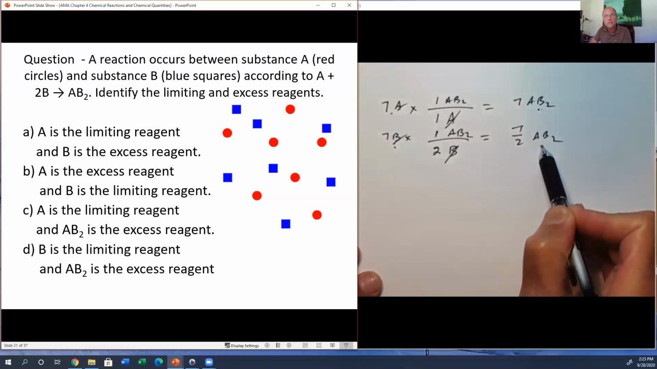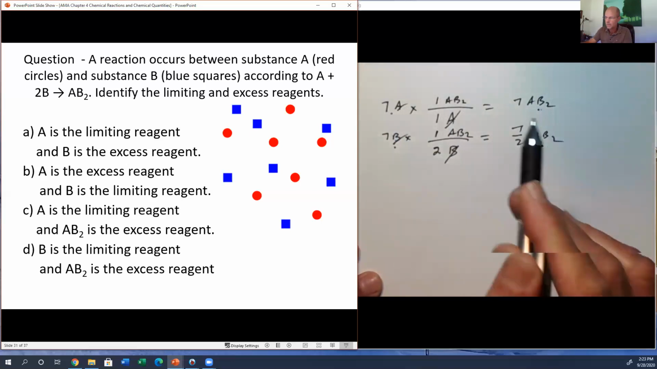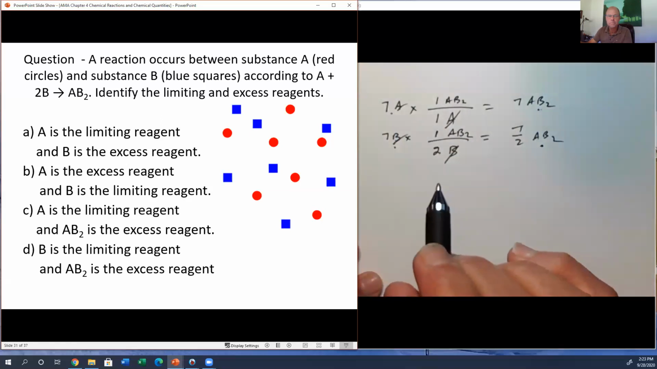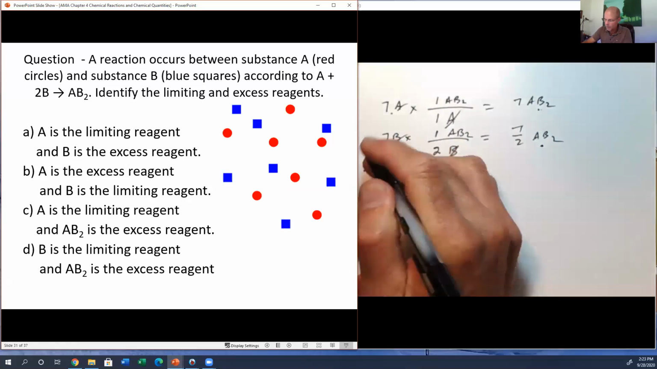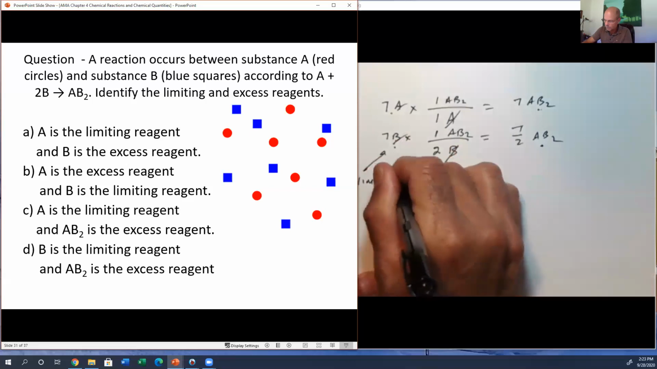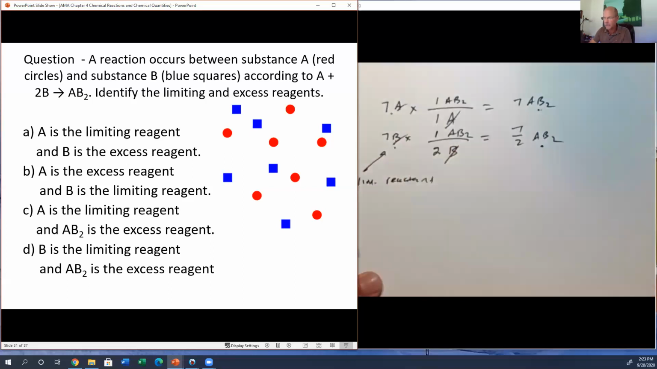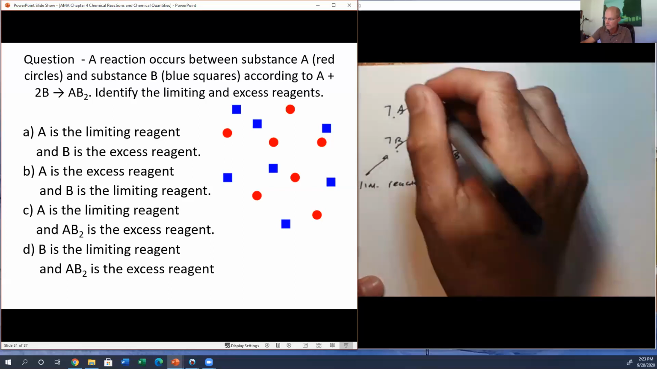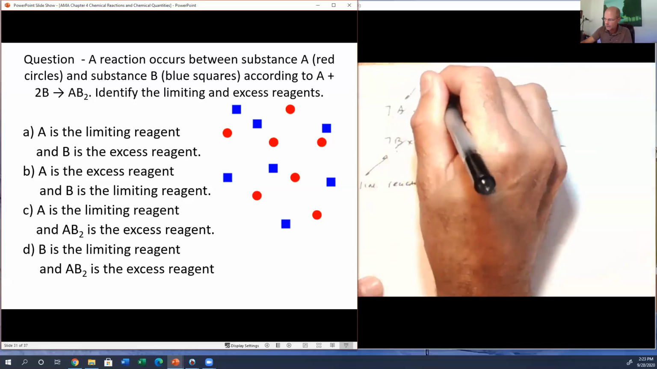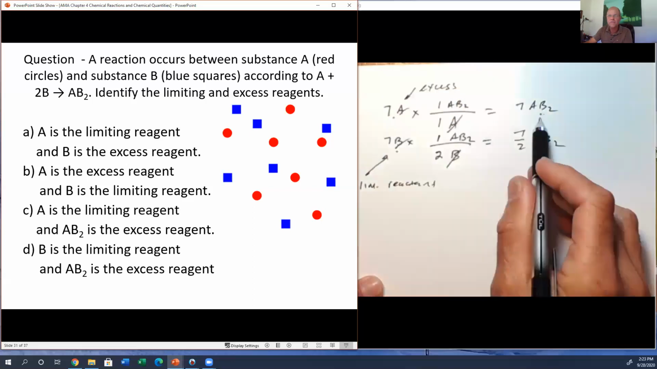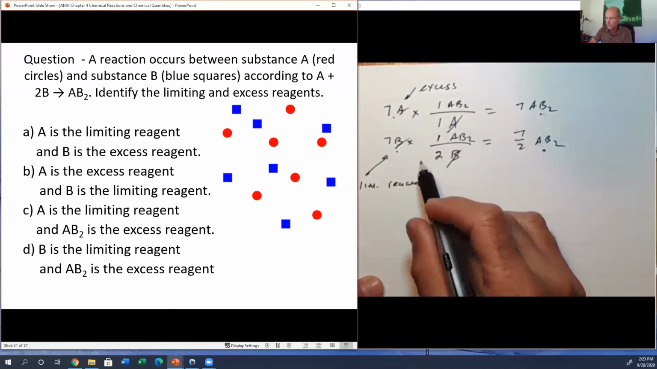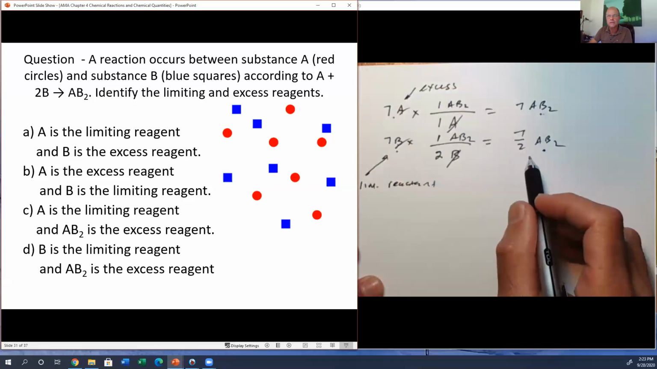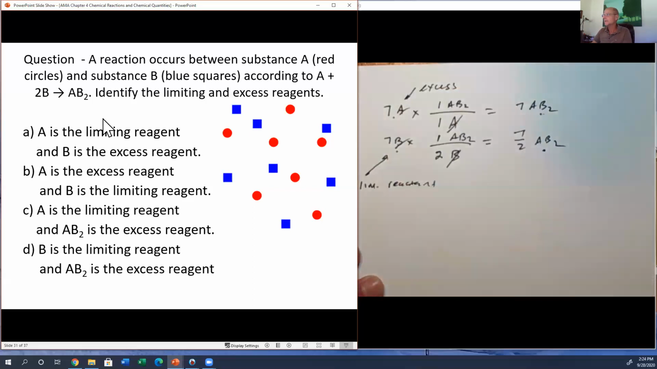So which one is my limiting reactant? B. B is the limiting reactant. Which is the reactant in excess? A. A is in excess. I have more than enough A to react with the amount of B that's present. So that's why it's in excess. Does that make sense?